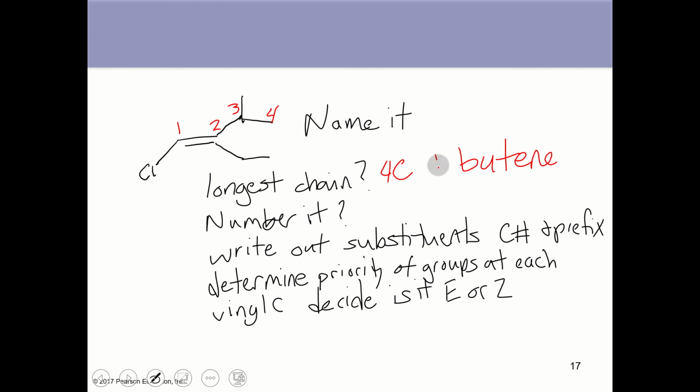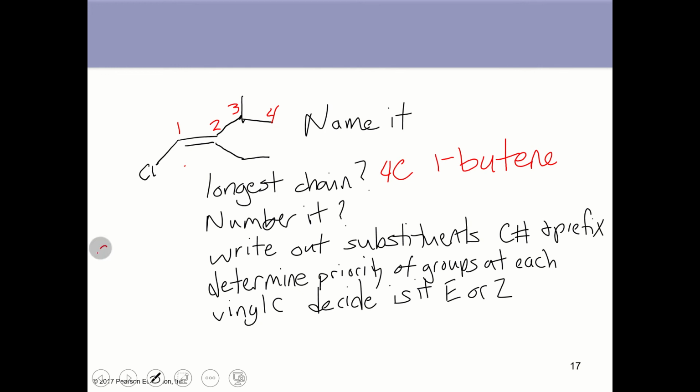And I'm going to call it a 1-butene because the first vinyl carbon in the chain is at carbon 1. The first sp2 carbon is at carbon 1, and so it's called 1-butene to tell you where the ene starts. Next, I've done the step of numbering the chain. Now we're going to write out the substituents with the carbon number the substituent is attached to and its prefix.